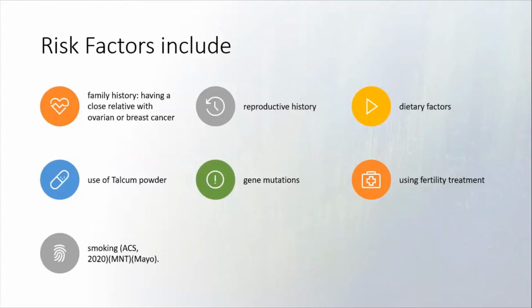Gene mutations, particularly among the BRCA genes, BRCA1 and 2, increase the likelihood of ovarian cancer. And just because someone has this gene mutation, that does not mean that they will develop ovarian cancer. It just increases their likelihood. Using fertility treatment also increases the likelihood. And smoking. As with all cancers, smoking increases the likelihood of developing ovarian cancer.